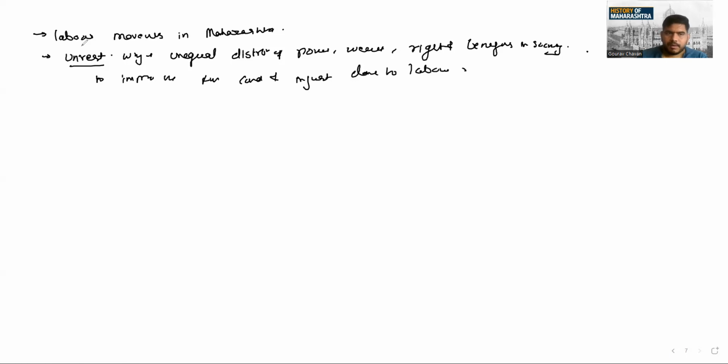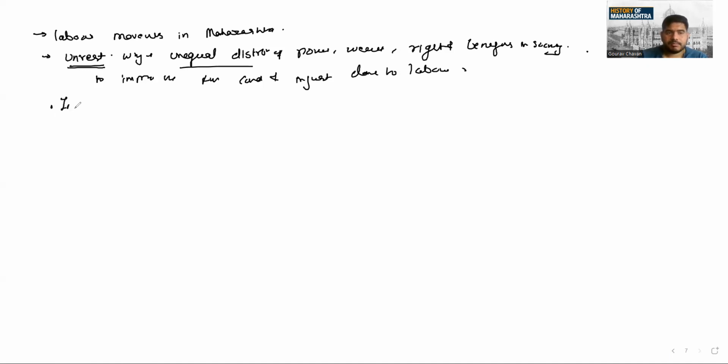While labor movements in Maharashtra started, the first thing was rapidly growing unrest and discontent among the people, because of the unequal distribution of power, wealth, rights, and benefits in society. To improve the financial conditions and address the injustice done to laborers, this labor movement started in Maharashtra. So what were the three defining steps for this?